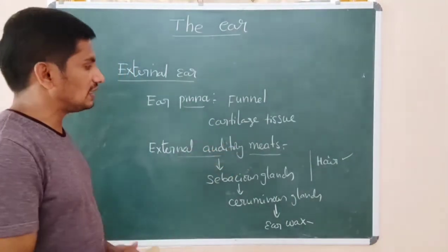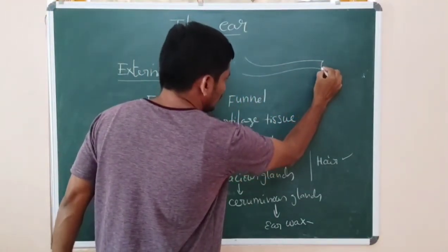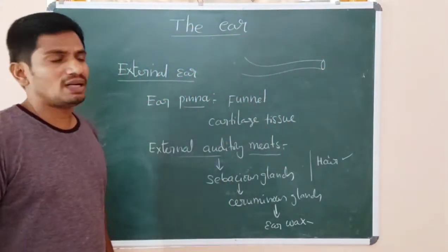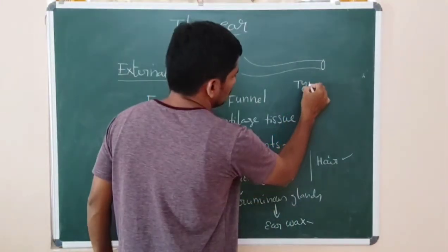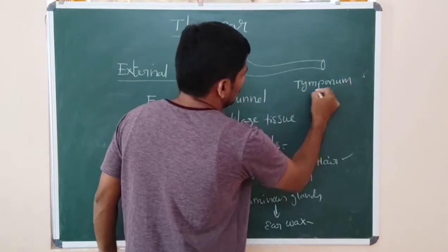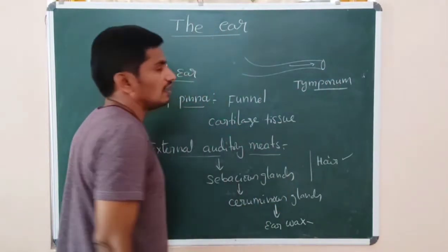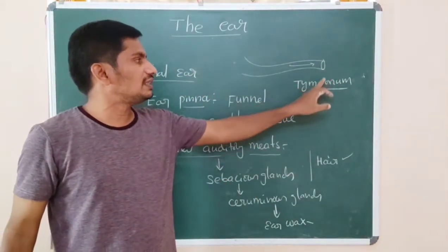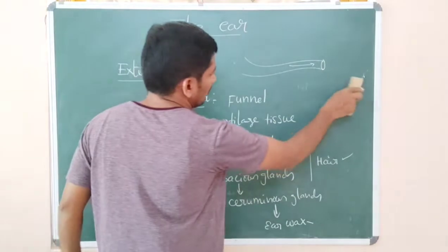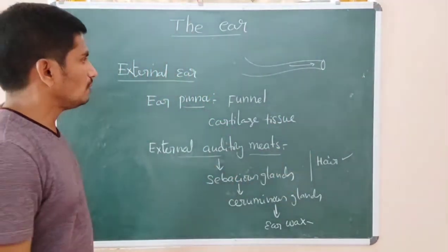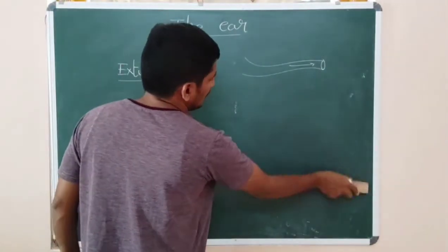It ends with the eardrum. It looks like a tunnel structure and ends with the eardrum. The eardrum is also known as the tympanic membrane, or tympanum. When sound waves fall on the eardrum, it vibrates. Now, this is in direct contact with the middle ear.